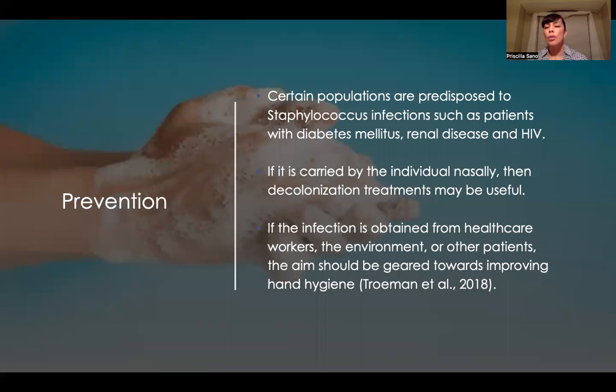Prevention. Prevention will always lie in the capacity of how the infection has been contracted. To begin with, certain populations are predisposed to Staphylococcus infections, such as patients with diabetes mellitus, renal disease, and HIV. If it's carried by the individual nasally, then decolonization treatments may be useful. If the infection is obtained from healthcare workers, the environment, or other patients, the aim should always be geared towards improving hand hygiene.